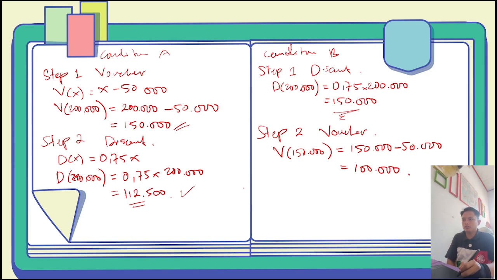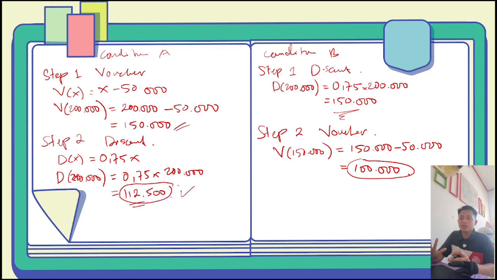Okay, look. There will be a difference between condition A and condition B. So if we see here, the difference is 12,500. So by using condition B, which is we apply the discount first, we're going to save our money about 12,500, right? So as a smart shopper, of course, we're going to say to the cashier that I want to use my discount first, and then I'm going to use my voucher. So it's going to save you more money.